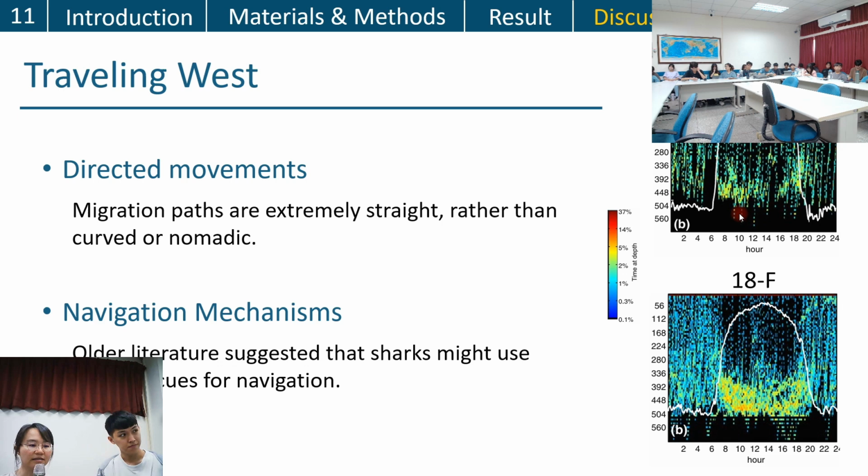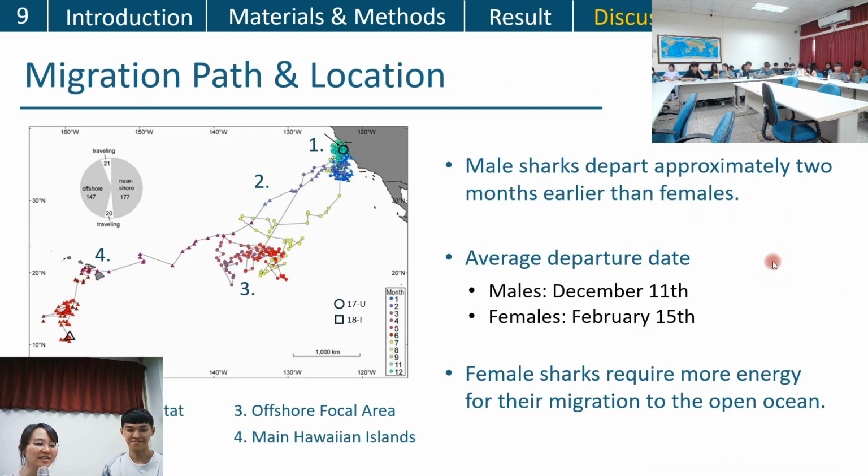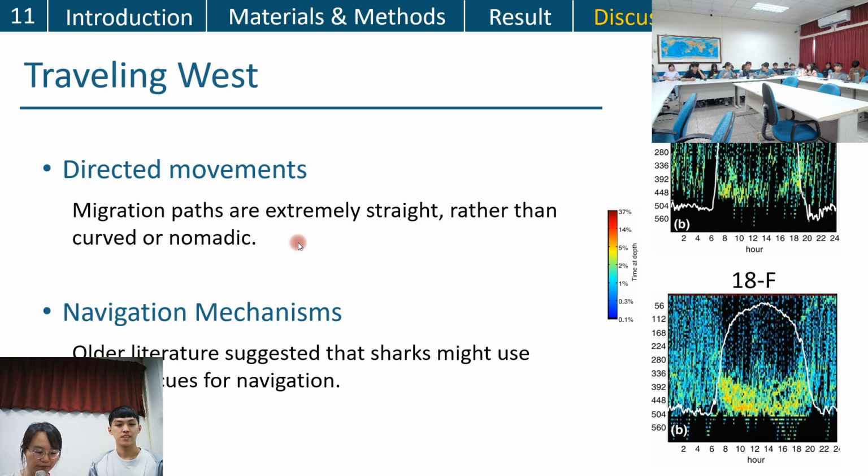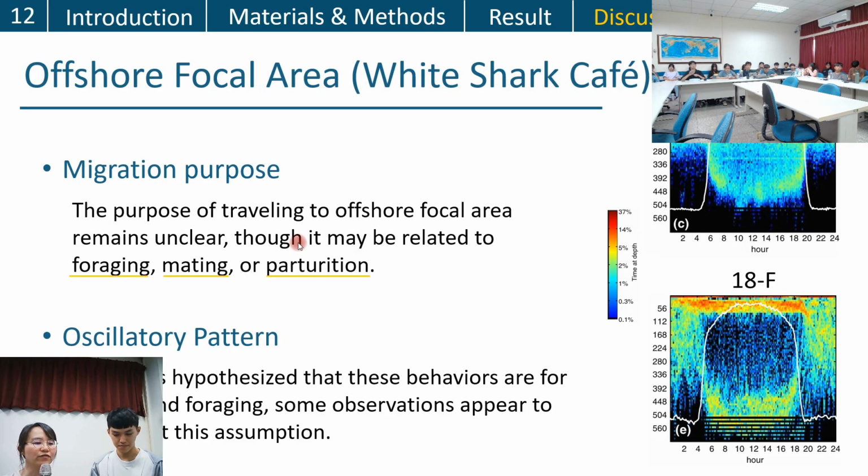And as I mentioned, here you have a sentence like the migration paths are extremely straight. We cannot see it from here. We can only see it from here. So that's the reason you should definitely add a map. And then on page 12, you pronounced this incorrectly two times: foraging, not foraging.